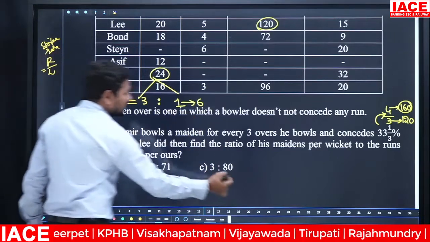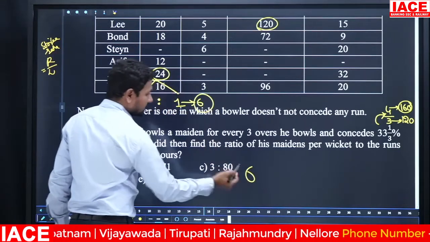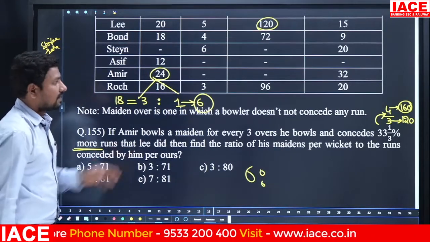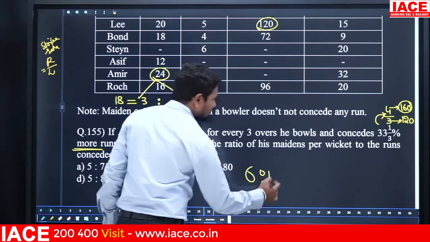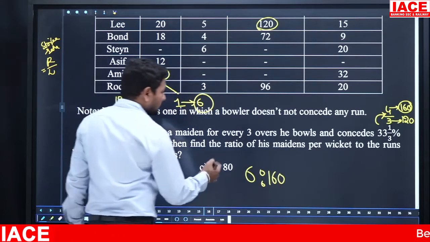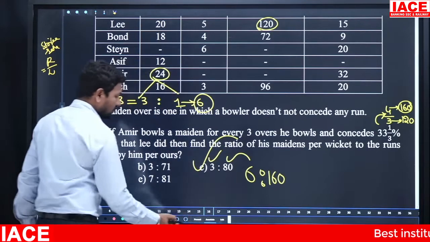His maidens are how much? 6. To the runs conceded by him. Runs conceded by him is how much? 160. Okay. 6 and 160 both will be cancelled with 2. 2 3s and 2 8s, it is option C. Option C.